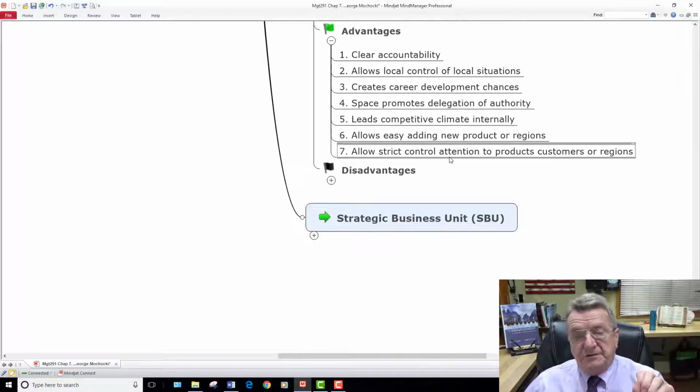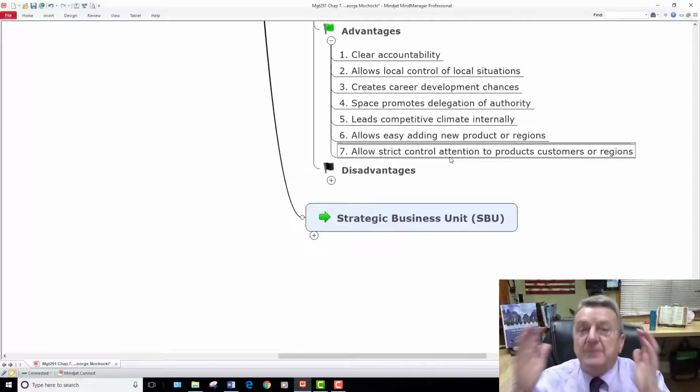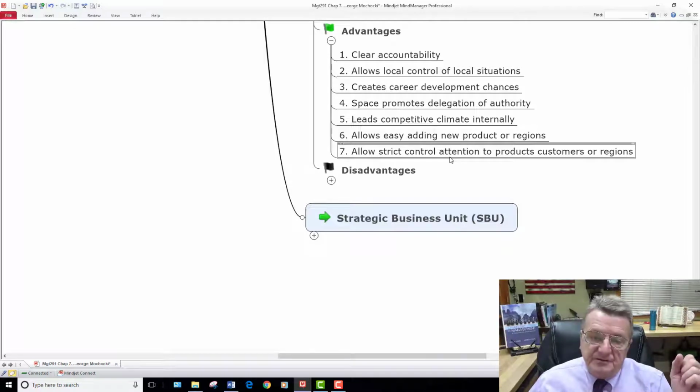Allows strict control, attention to products or customers within the region. Again, you're always looking at the internal and external forces. External forces guide the organization for those that are going to be successful. You can't close your eyes. It's not going to happen. You have to be aware of the external forces and be able to make adjustments within your organization or your processes.